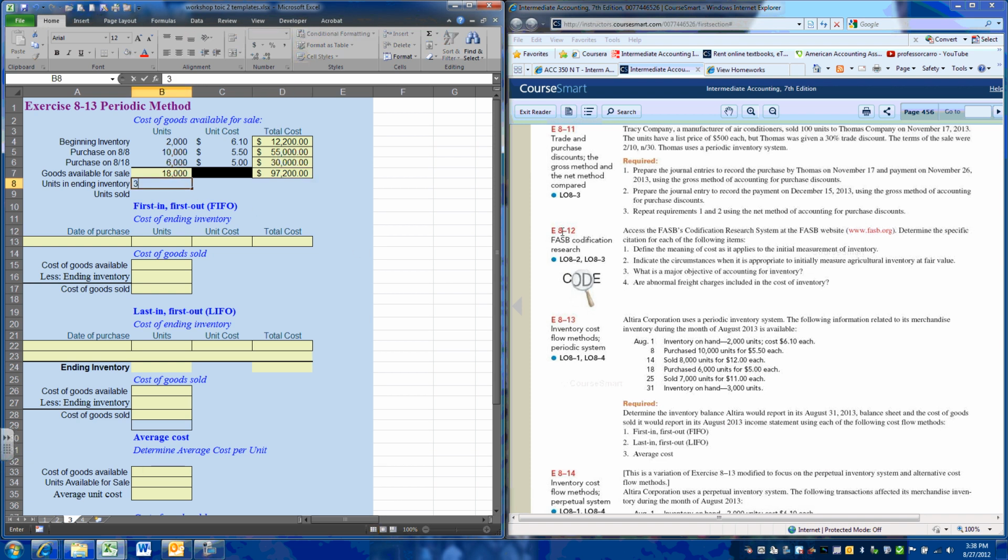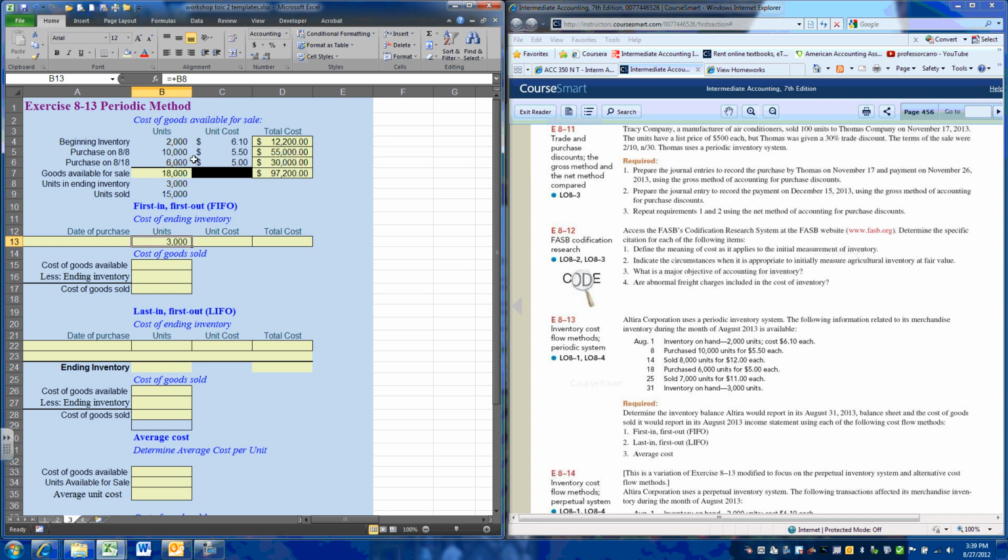So if the company had 18,000 units available for sale and had 3,000 remaining, that means it sold 15,000 units, which equals what's given in the problem. So now we're going to determine the cost of the ending inventory. Remember, we said that there were 3,000 units in ending inventory. And now the trick is to determine which inventory layer the 3,000 units in ending inventory came from.